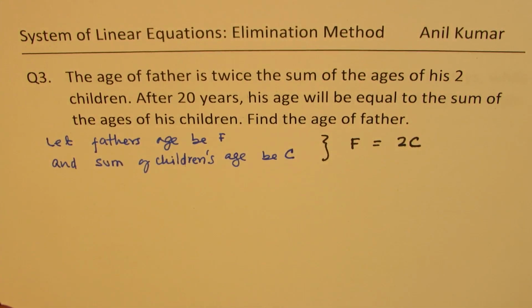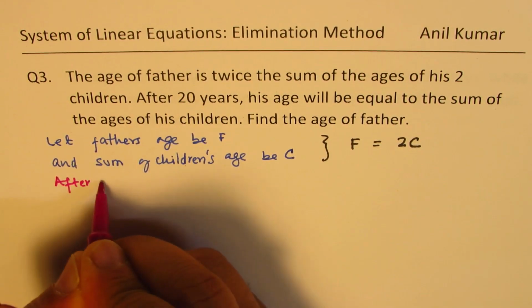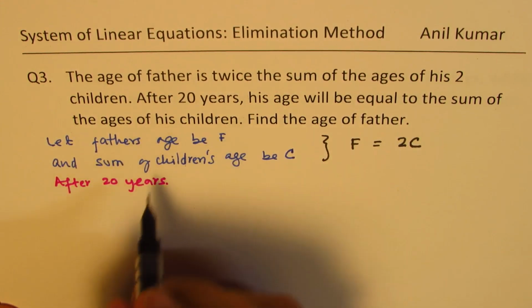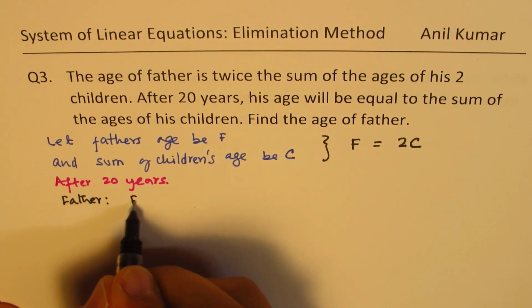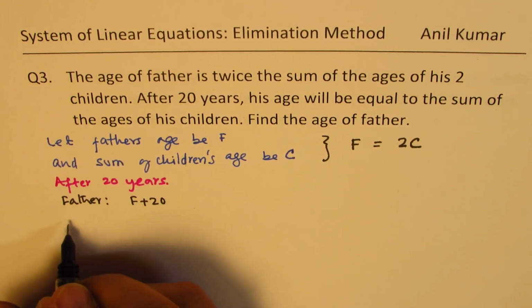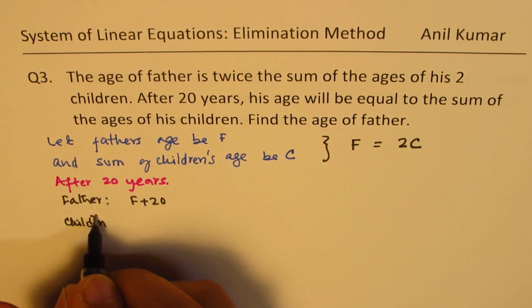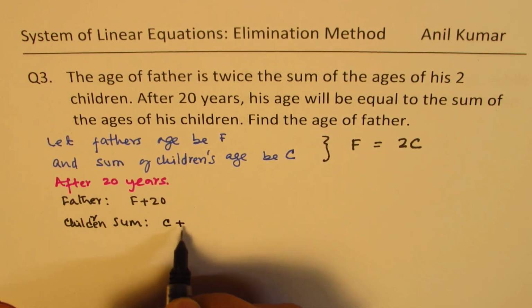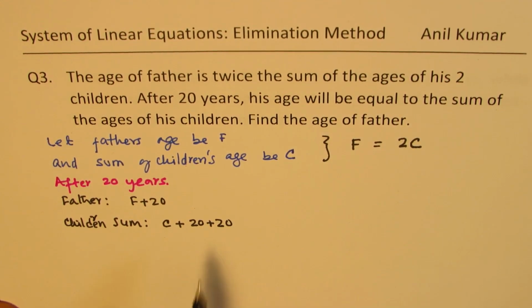Okay. Now, the scenario is after 20 years. What happens after 20 years? After 20 years, father's age will be F plus 20, right? And children? Children's sum we have to take, right? So earlier it was C. Each child will increase by 20 years, right? So that becomes after 20 years.